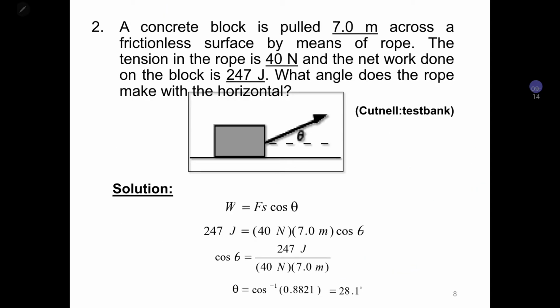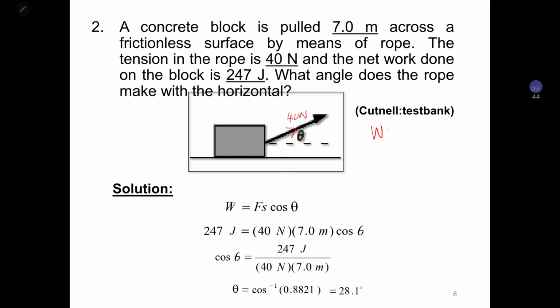Okay, so look at example number 2. A concrete block is pulled 7 meter across a frictionless surface by means of a rope. The tension in the rope is 40 Newton. So the tension here is 40 Newton. And the net work done on the block is 247 joule. What angle does the rope make with the horizontal?